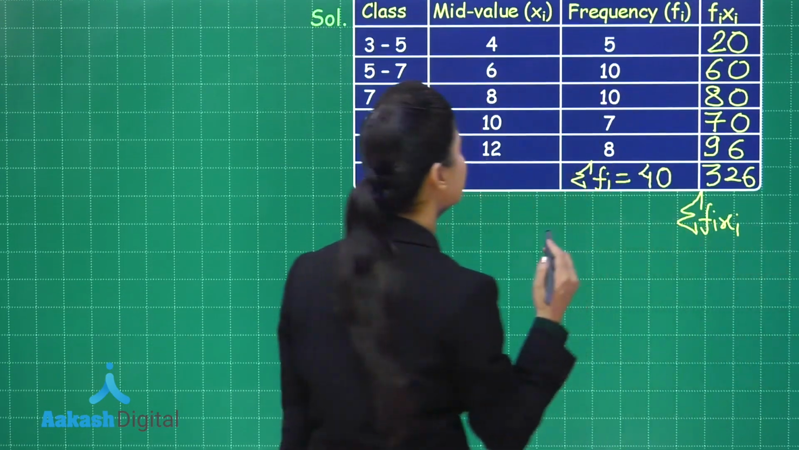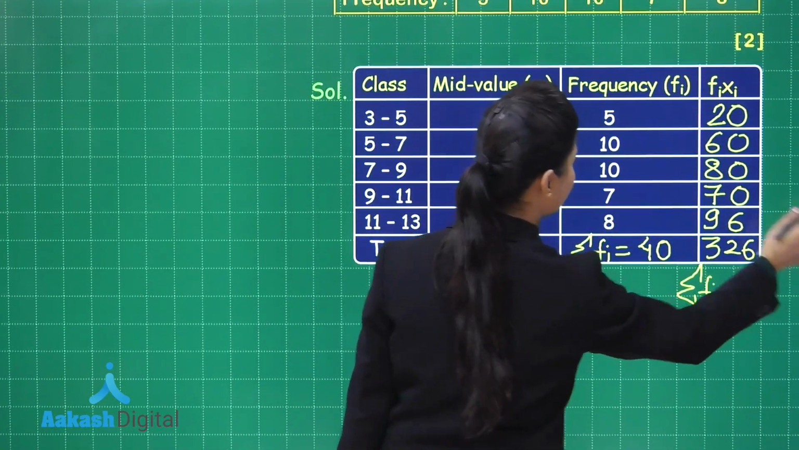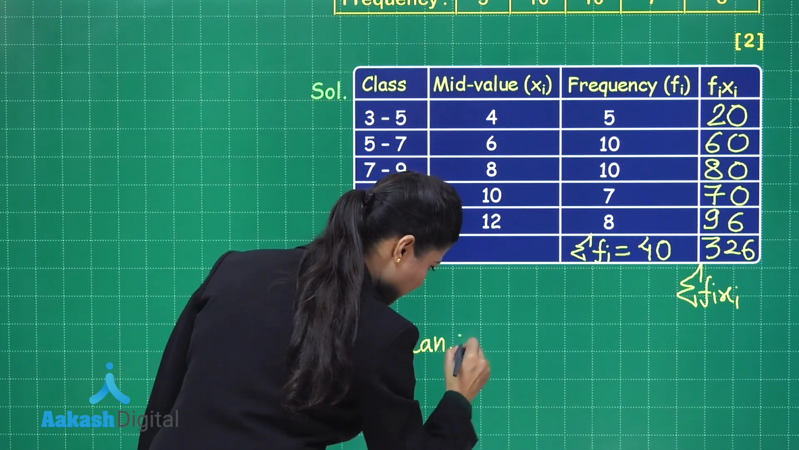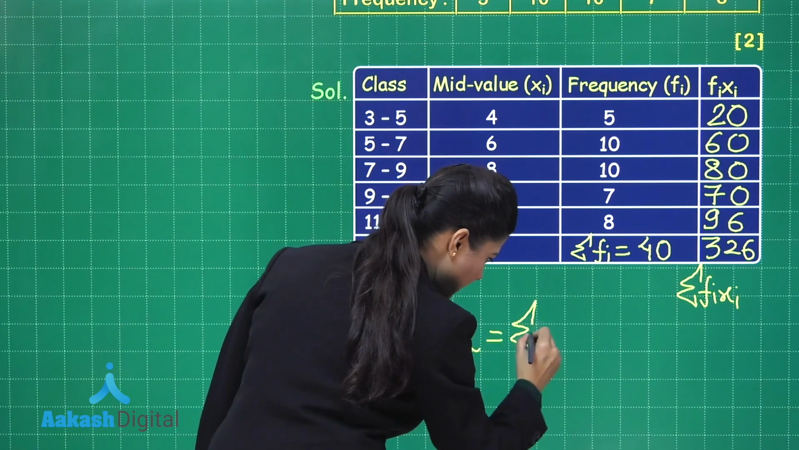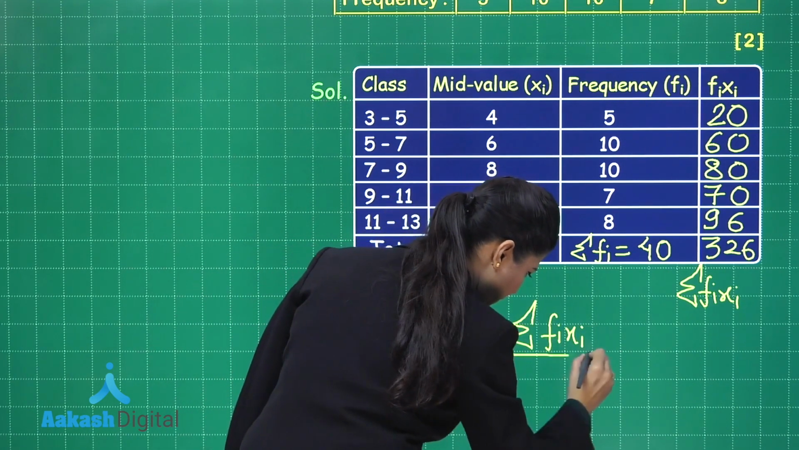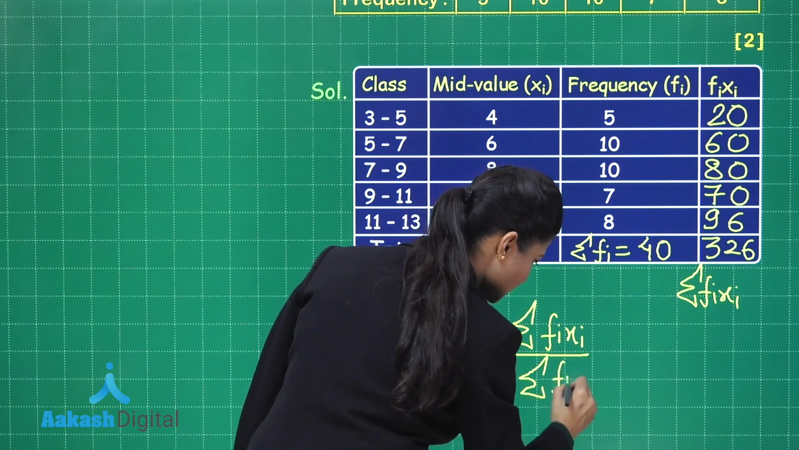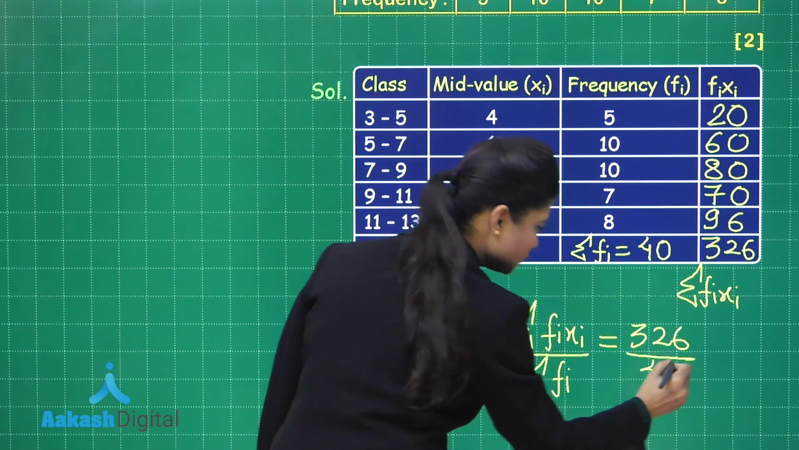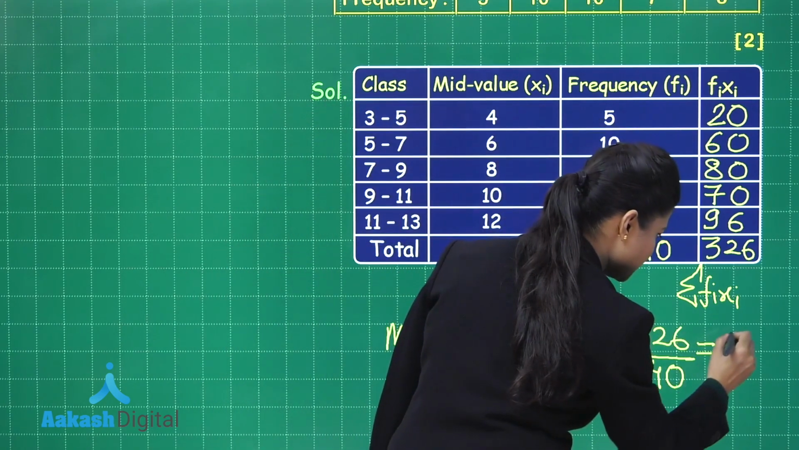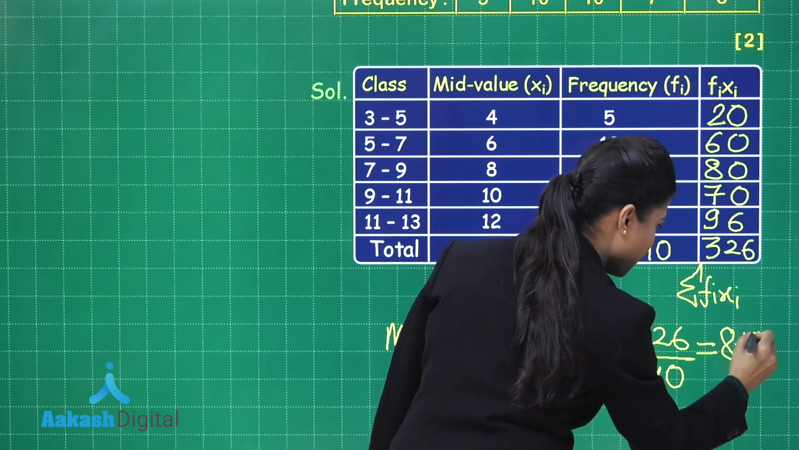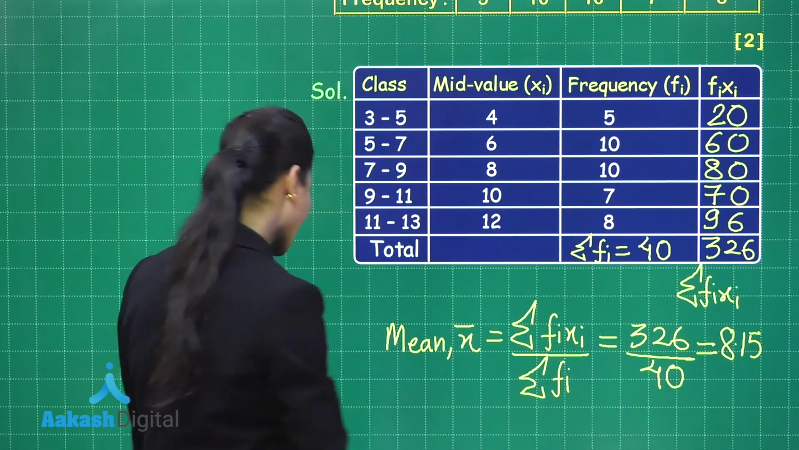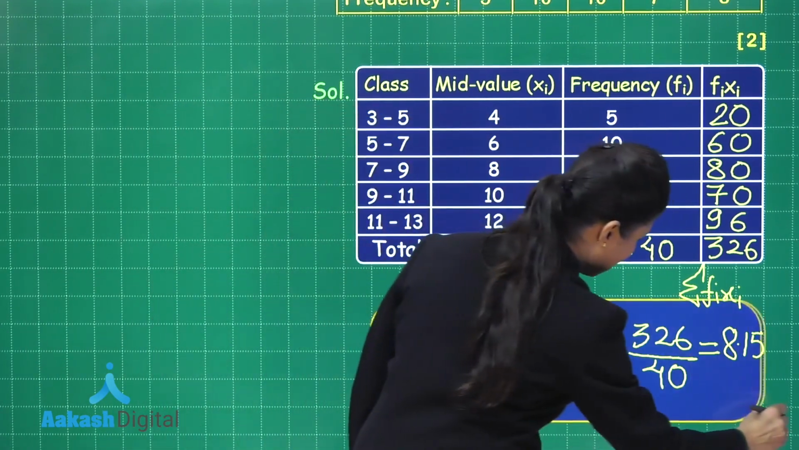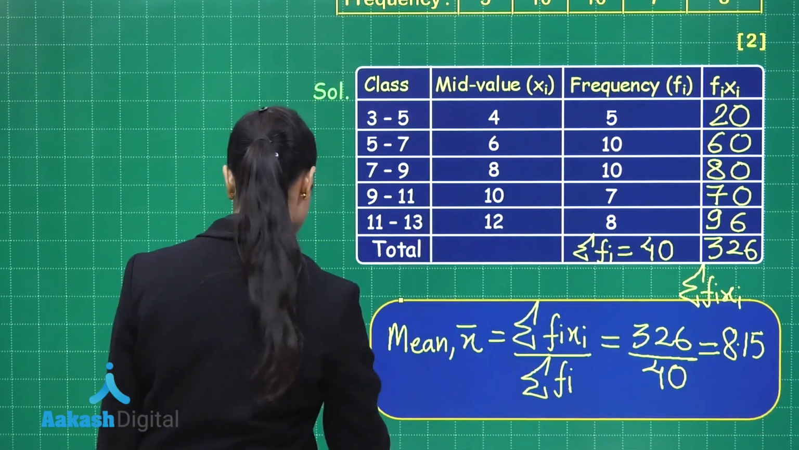Next, let's obtain the mean through the direct method. So here we have this frequency distribution table, and to obtain the mean through the direct method, you need sigma fi xi upon sigma fi. So this is equal to 326 upon 40. You just need to calculate this, and on calculation you will obtain this value is equal to 8.15. So here you get the required mean of the given distribution. So here we get the required mean as 8.15. So this is the answer for this question.